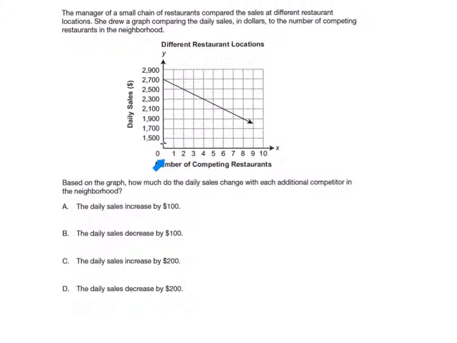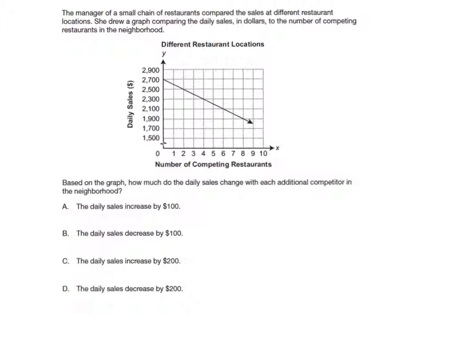So here we have how many restaurants are opening up that compete with the chain that this person is the manager of. And then over here we have how much money per day the chain restaurants are taking in. So the first question is, does this line right here have a positive or a negative slope?